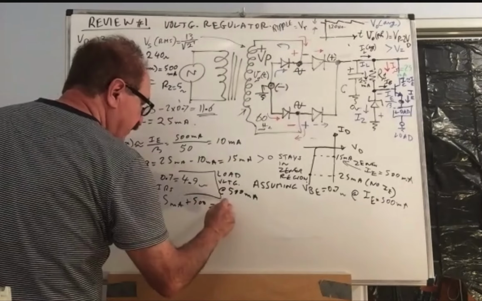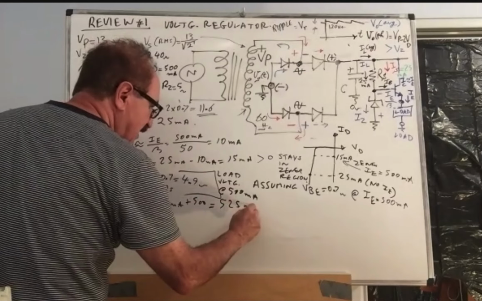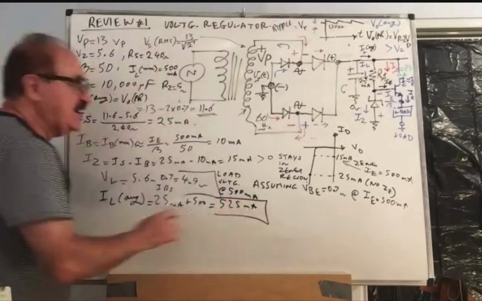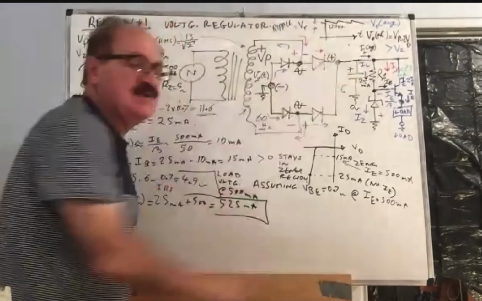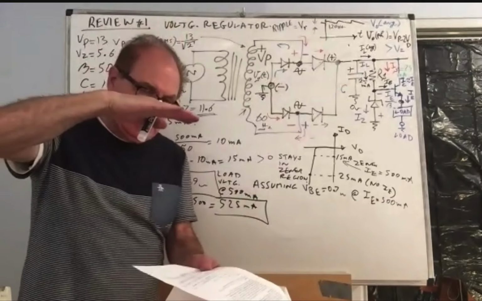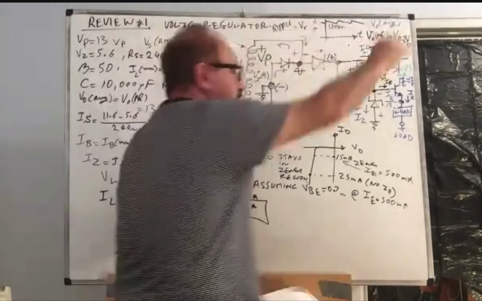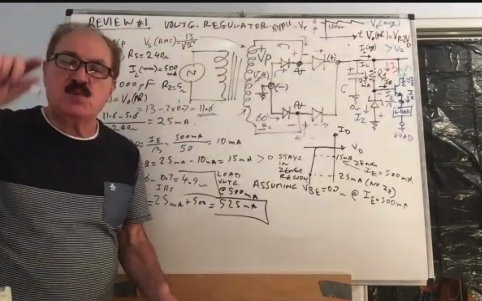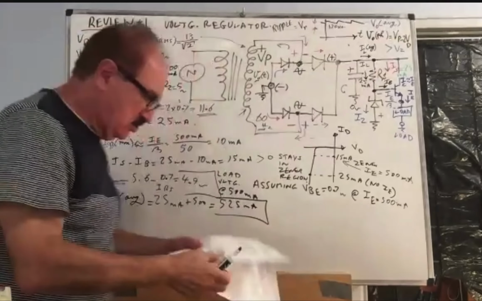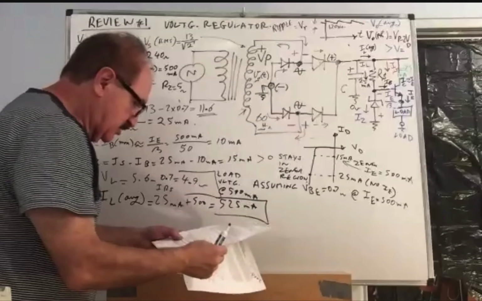This is 525 milliamp. That is the current that is depleting the capacitor. It's causing the capacitor voltage to go linearly down with time. Can we calculate what the ripple magnitude is? This is the formula that calculates the ripple magnitude.